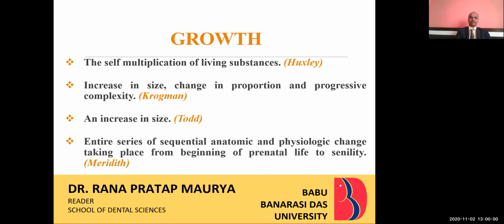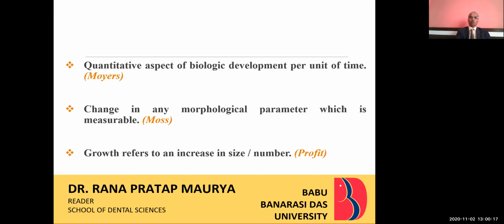Meredith defined it as the entire series of sequential anatomic and physiologic changes taking place from the beginning of prenatal life to senility. According to Moyers, quantitative aspect of biologic development per unit of time, and change in any morphological parameter which is measurable, given by Melvin Moss. And Profit defined growth as an increase in size or increase in number.